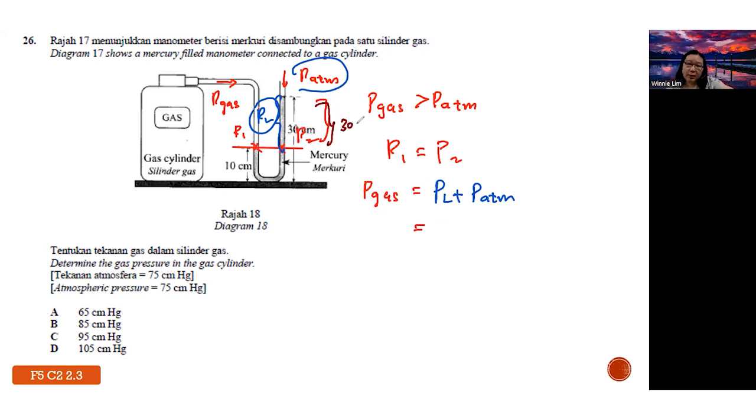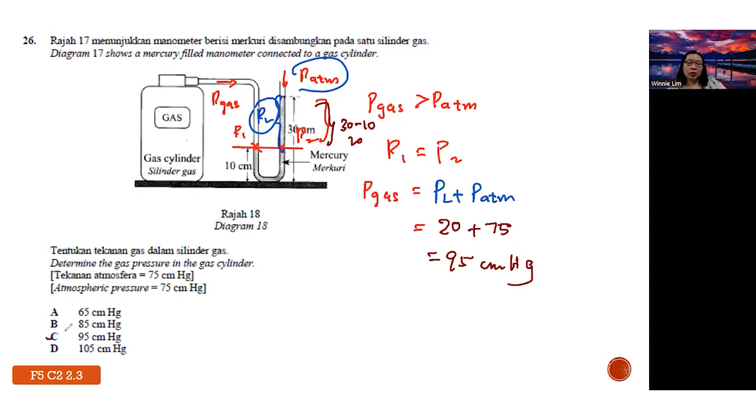This length is 30 minus 10, 20 cm. So you just need to plus or minus with the length of the liquid. The length of the liquid actually represents the idea of pressure. And atmospheric pressure is 75, and hence you get 95 cm mercury.